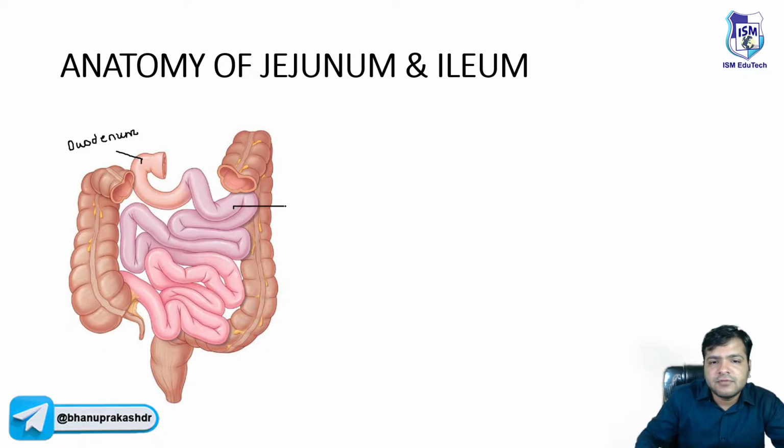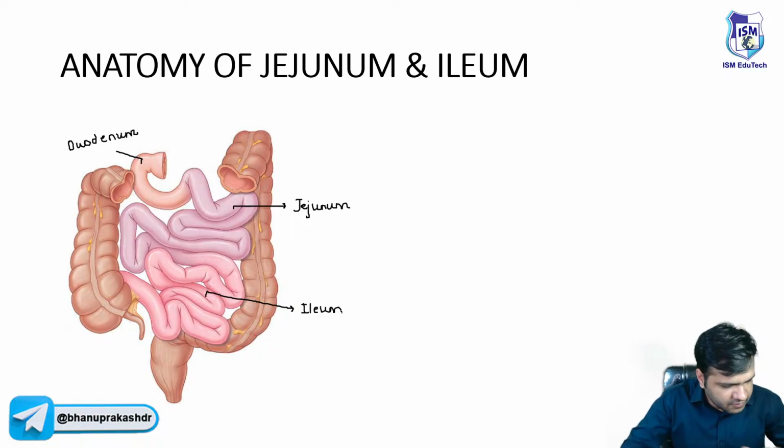Then we have the jejunum, and this one is the ileum. So yes, we have three parts of the small intestine: the duodenum, jejunum, and ileum. Now duodenum I have already discussed, beta. It is a C-shaped loop.